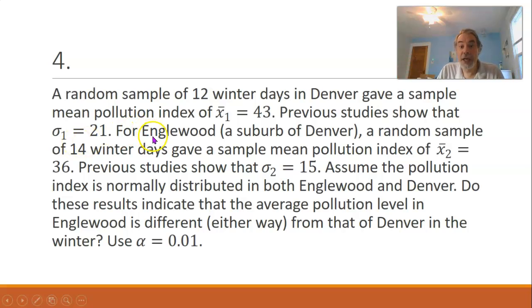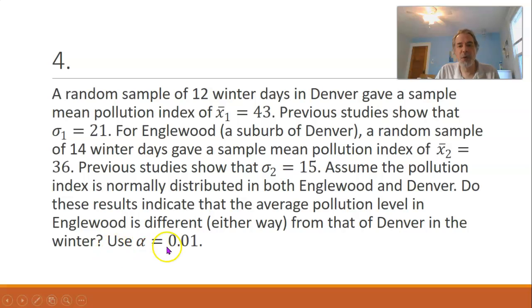For Englewood, a suburb of Denver, a random sample of 14 winter days gave a sample mean pollution index of X bar 2 equals 36. Previous studies show that sigma 2 equals 15. Assume the pollution index is normally distributed in both Englewood and Denver. Do these results indicate that the average pollution level in Englewood is different, either way, from that of Denver in the winter?